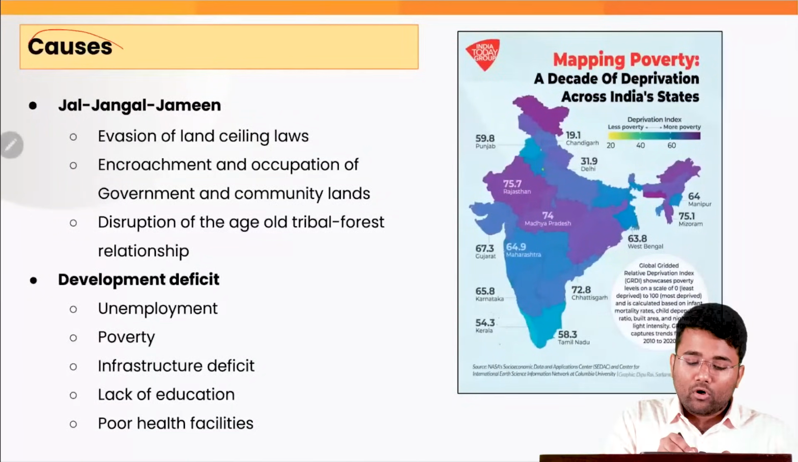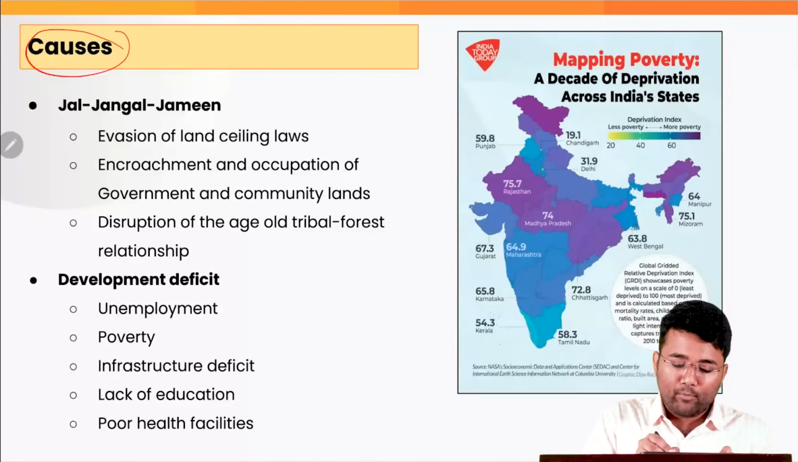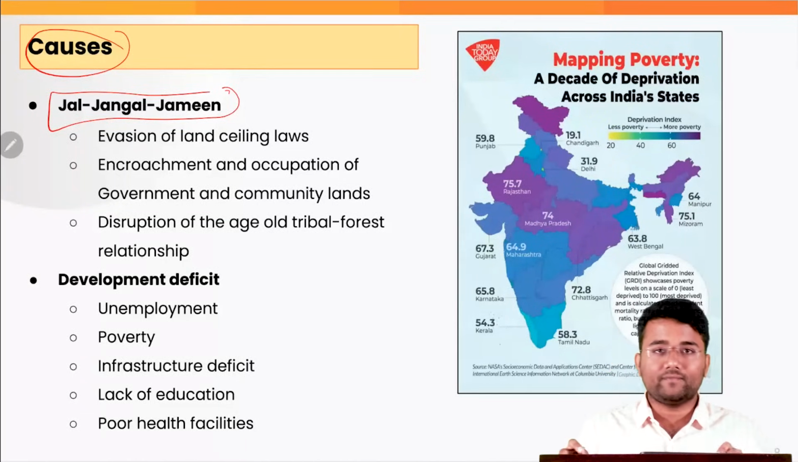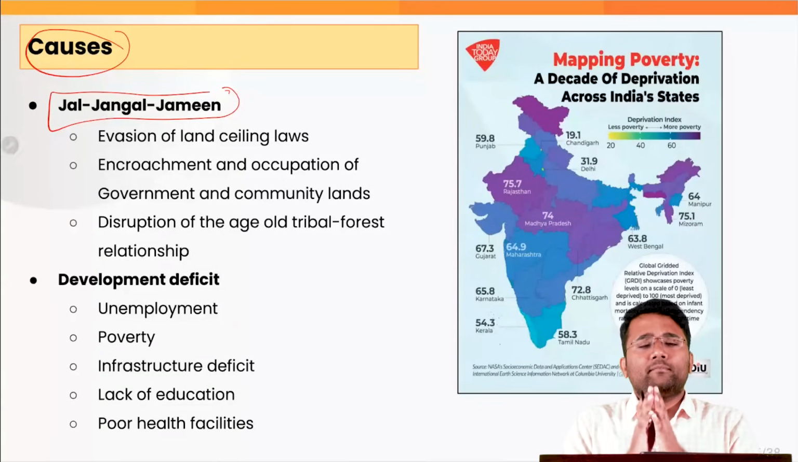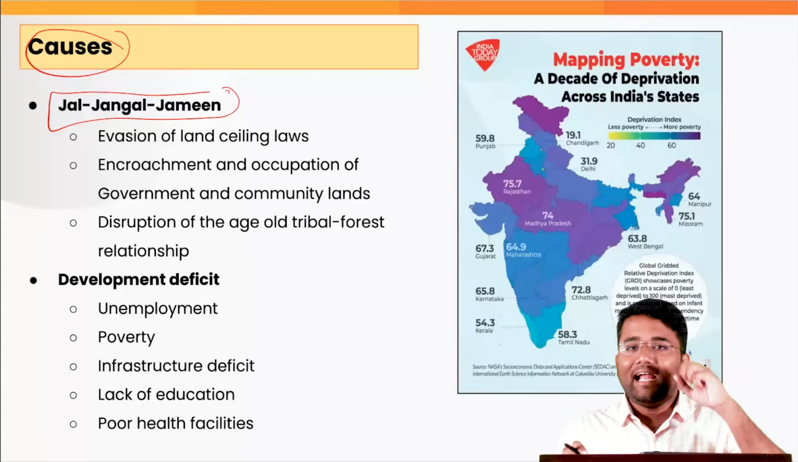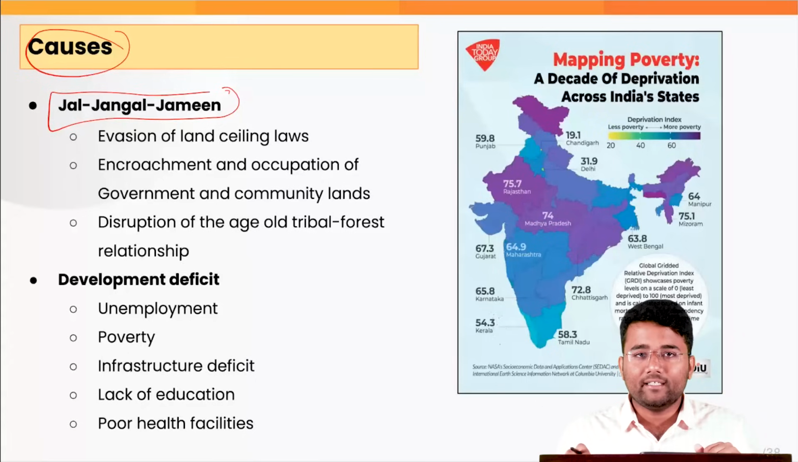So what are the causes of this Naxalism or left-wing extremism? The first important reason is Jal, Jangal and Jameen. Why? Because earlier most of the people were dependent on the land itself, and these tribal people, these primitive people, were also dependent on the land.